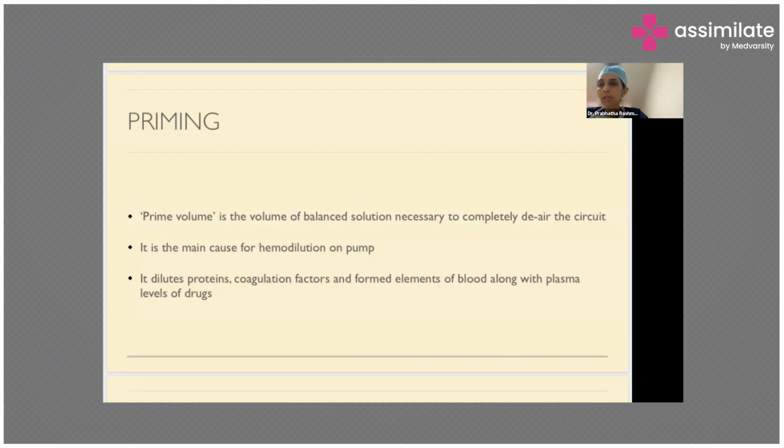But we need to be very sensitive or aware about the volume of the prime that we are going to use, especially in neonates and infants, because it becomes the main cause for hemodilution on pump. Not just does it dilute the blood, even the coagulation factors, formed elements, and the drugs that the anesthetist or the perfusionist is giving, everything gets diluted. So they're very cautious about how much priming they're using.